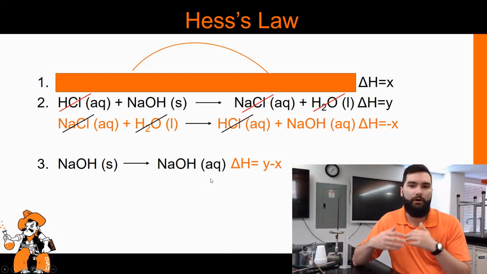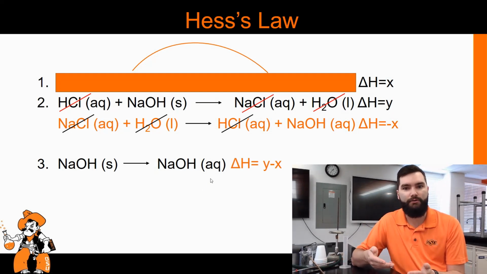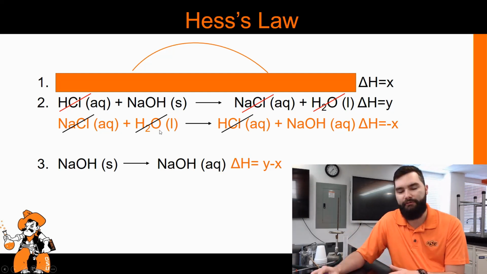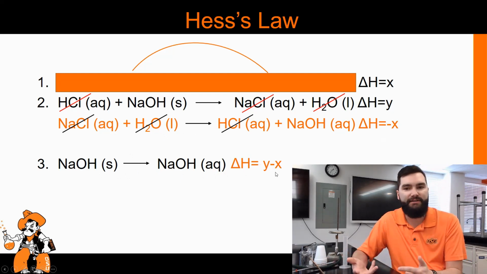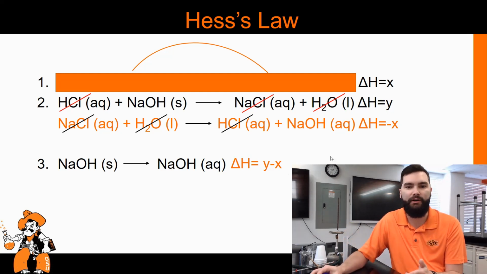Well, it's pretty simple. We add up the delta H values for the two equations that we added to reach this equation. If I didn't have to change this equation at all, if I could have just added equation 1 directly to equation 2 to get this equation, it would have been delta H equals x plus y. But I had to flip the top equation. So now, instead of being x plus y, it's going to be y plus negative x, or y minus x. Okay, so that's how you figure out delta H via Hess's law.